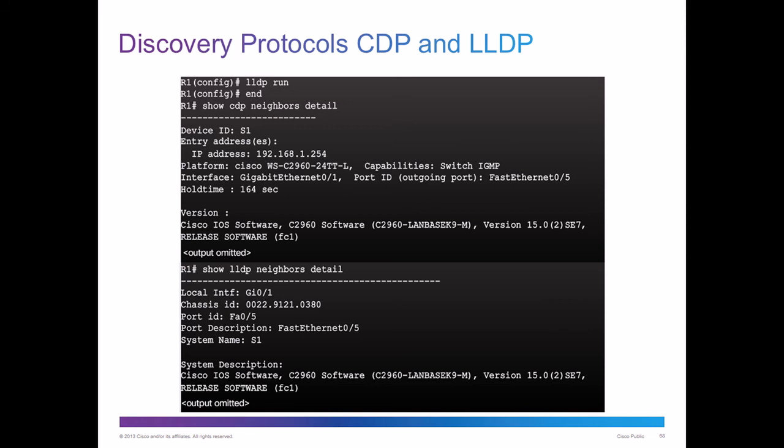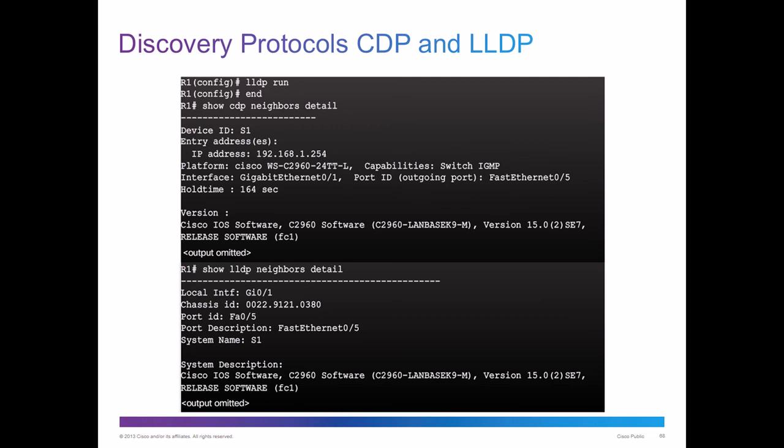The problem with CDP and LLDP is they are used extensively by attackers to do reconnaissance, to find out who I am connected to and what their IP address is. These are just to make life a little bit easier. These utilities are enabled by default on your operating system. So it's probably a good idea, and even Cisco recommends, that you disable CDP and LLDP if you have no use for them.